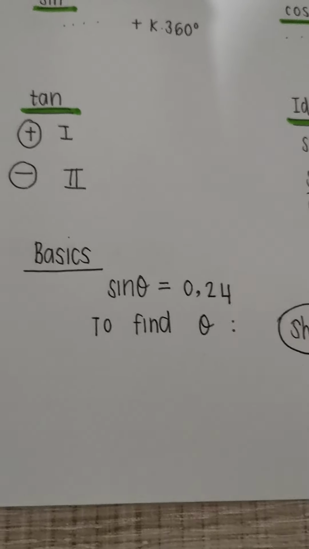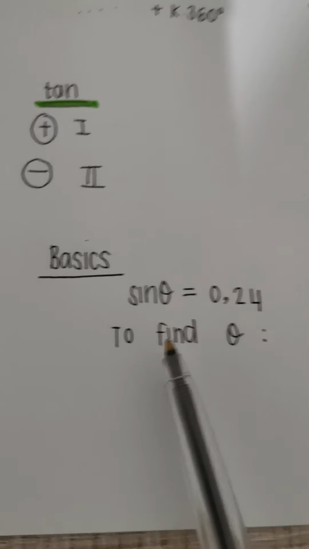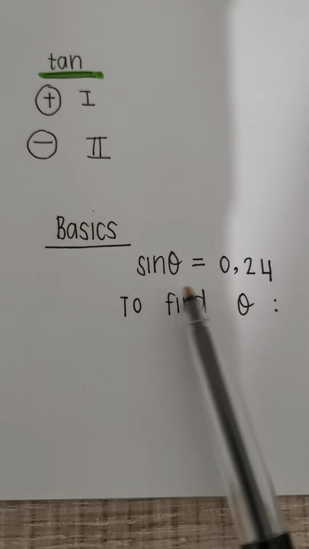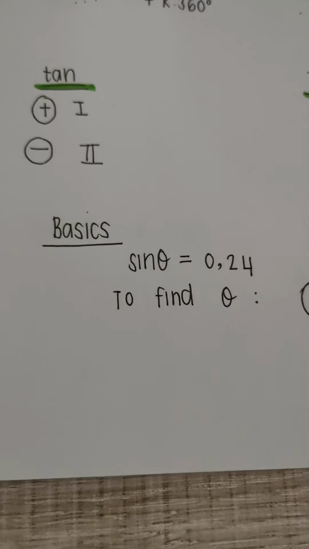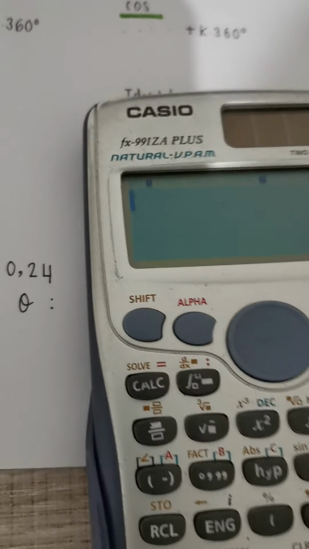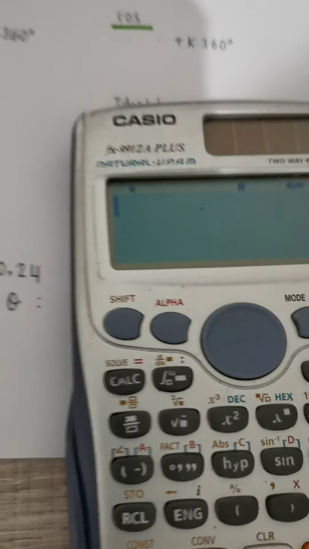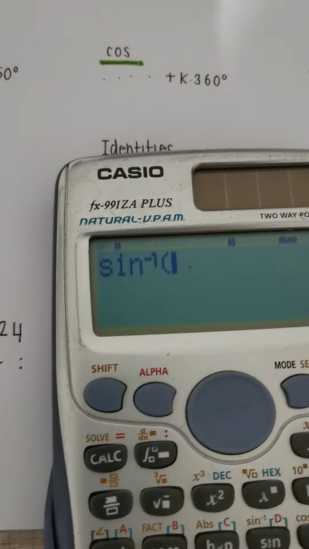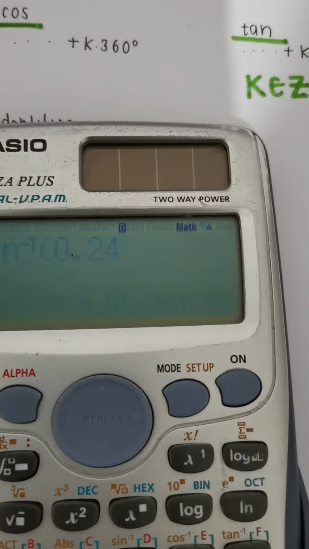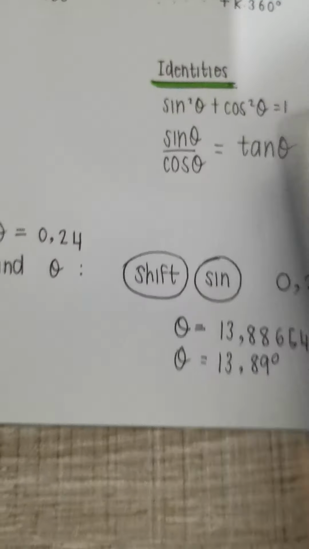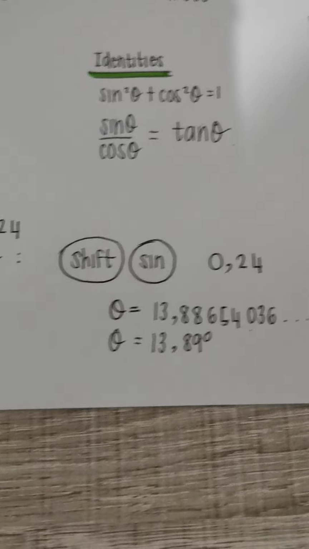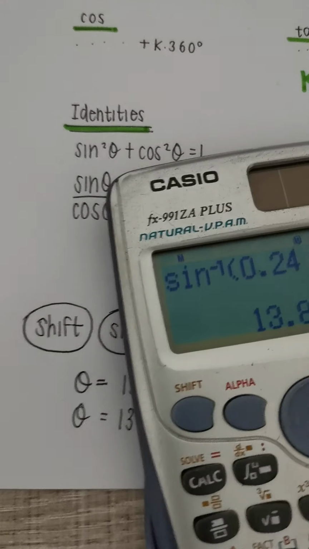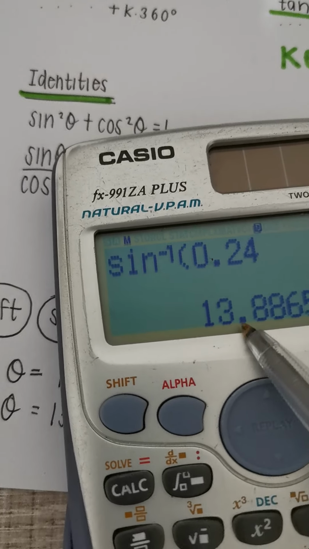So if this was a question given to you, let's say a grade 10 question, sine theta equals 0.24. You should all know that if you're solving for this theta, you press shift, sine, 0.24, and you get your solution. That's what I wrote for you over here. This here is going to be referred to as our reference angle.